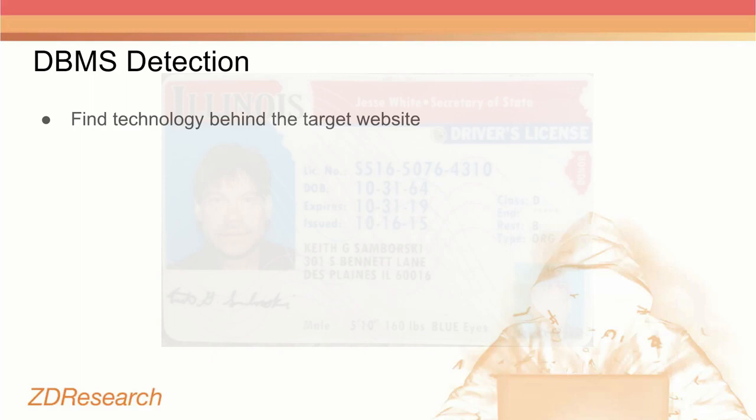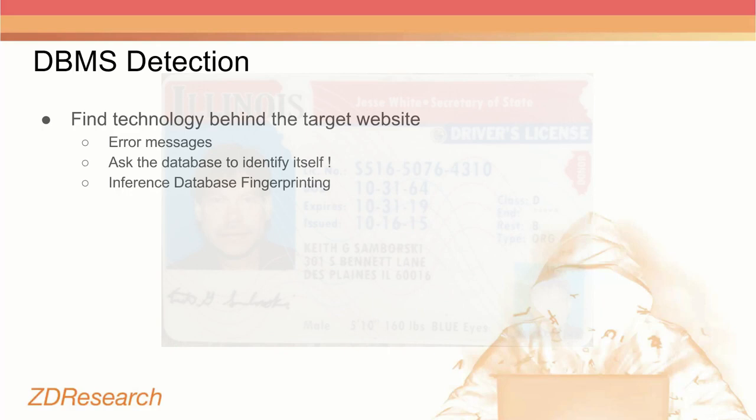We can't be sure what the database is based on the technology that powers the application, but we can have a good estimate, so we can test for the evidence of what it might be. The evidence usually comes from error messages, or we can even ask the database to identify itself if we find a vulnerability. Or we use inference database fingerprinting methods, which just check for particular commands that only exist in a particular database.